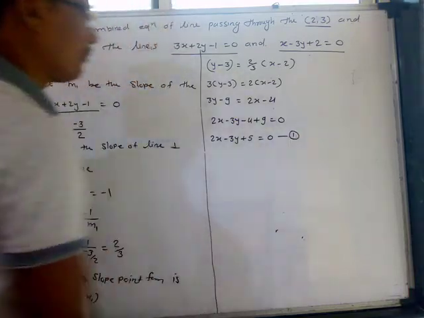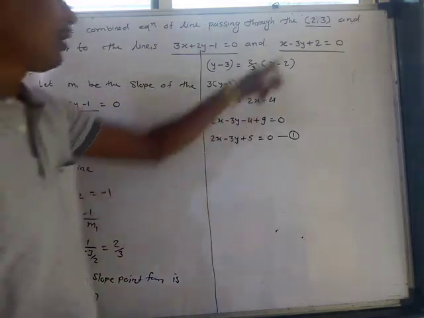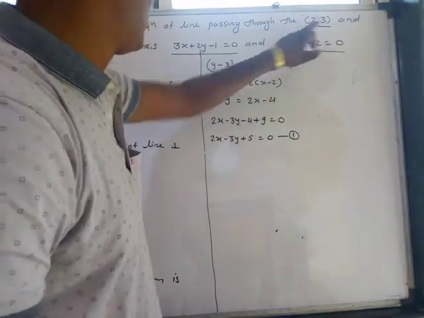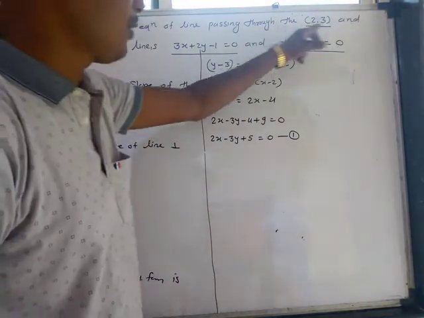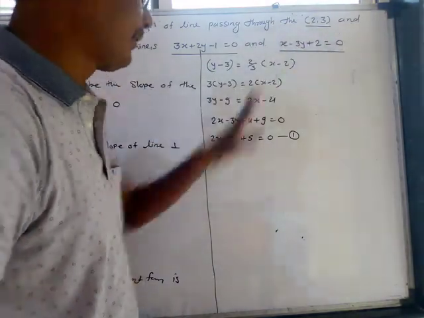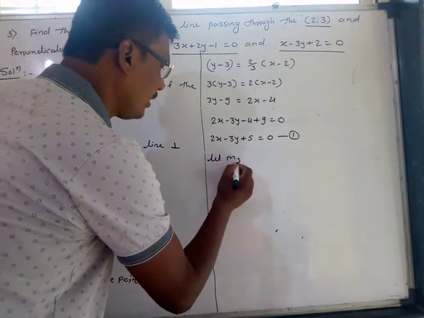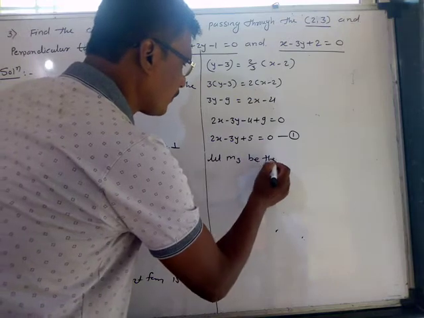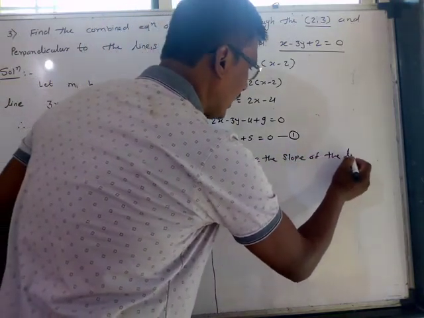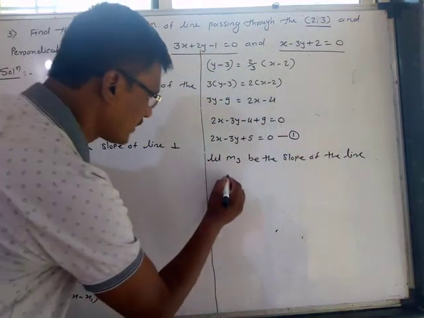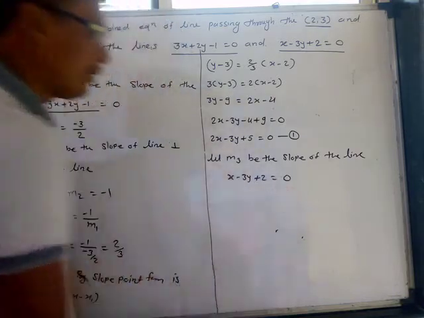This is equation number 1. This is the first line which is passing through the point (2,3) and perpendicular to this line. Now we have to find out the equation of the line perpendicular to this line. Okay, so let m3 be the slope of the line x minus 3y plus 2 is equal to 0.